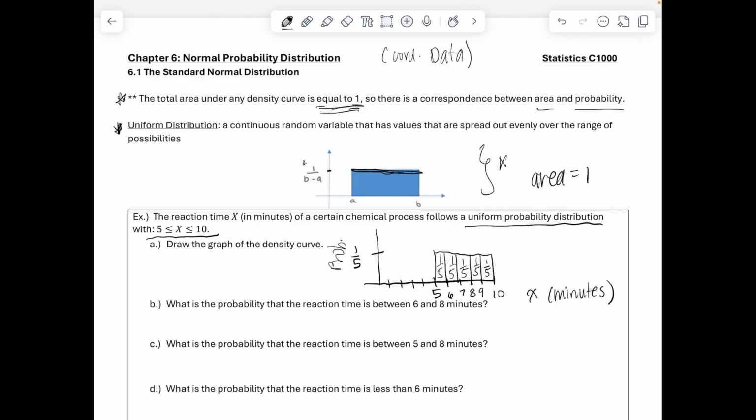Part B says, what is the probability that the reaction time is between 6 and 8 minutes? So the probability that x is between 6 and 8 minutes, you would add up those two rectangles that we have, between 6 and 8, and you would get 2/5.